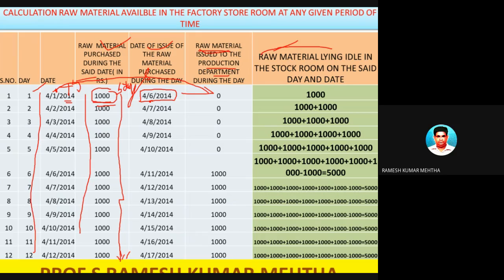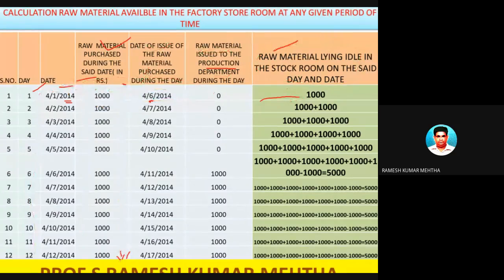So now our core concentration is how much of the raw material is pending or lying idle in the stock room on the set date, which is on 1st April. So on the 1st April, the raw material lying idle in the stock room is 1,000 rupees. Now let's go to the second day. Now when I am going to the second day, I am purchasing another 1,000 rupees, and it is purchased on 2nd April, and up to 7th April, that is plus 5 days, it will be there in the stock room, and it will be lying idle.